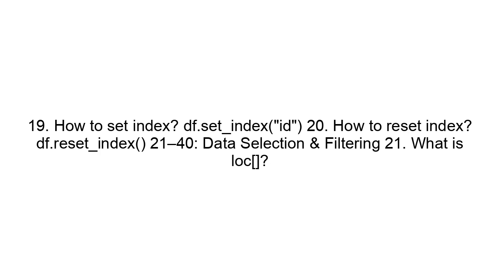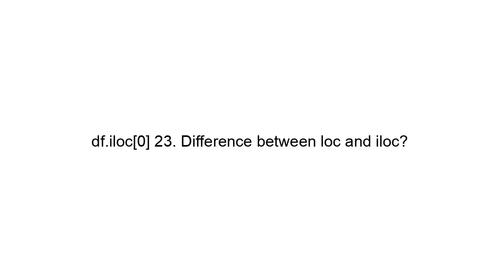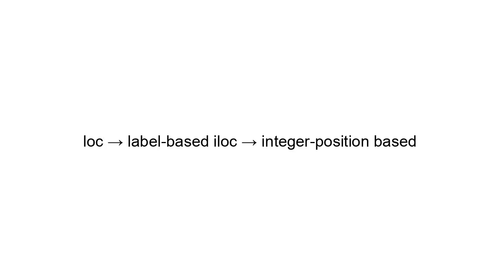21. What is loc? Label-based data selection. Example. df.loc[0]. 22. What is iloc? Position-based data selection. Example. df.iloc[0, 2]. 23. Difference between loc and iloc. loc means label-based, iloc means integer position-based.